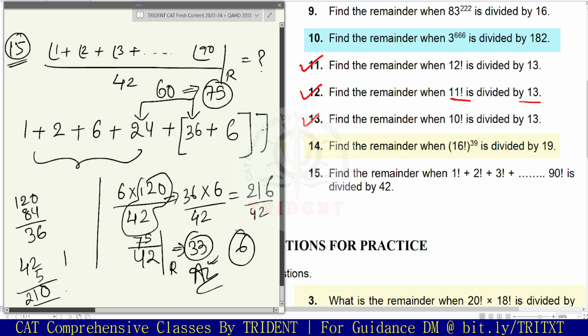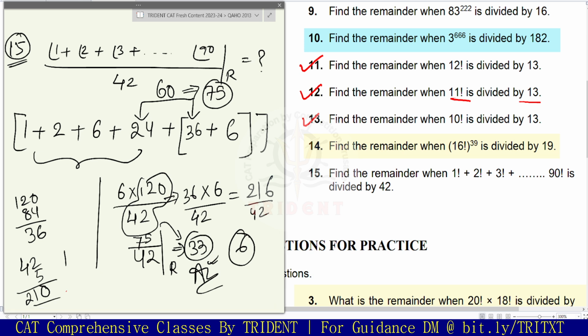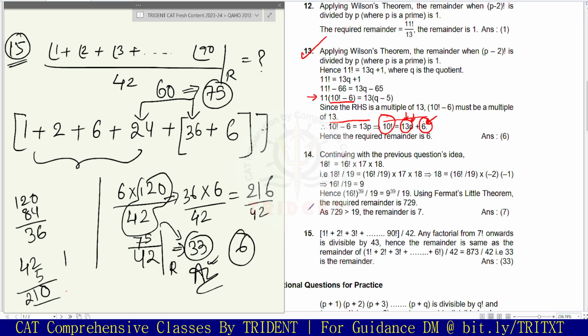Because ultimately, after adding, you will have to find the final remainder, right? It's not like you add all the remainders and that is the answer. No. Once you get the remainders, you add them, and the sum in this case happens to be 75, which is more than the divisor. So you'll have to again do the division process, and 42 twos are 84, so 1 time it will go. 33 should be the remainder. Let's check. Yeah, so 33 is the remainder.